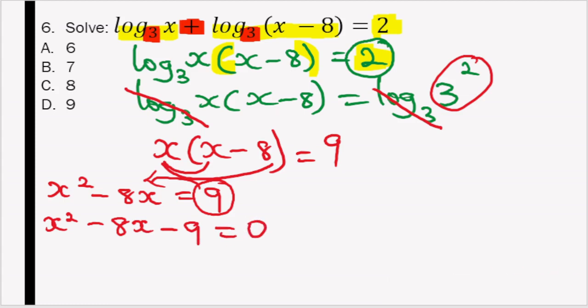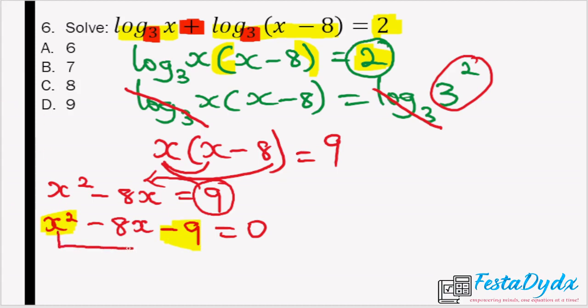So now that we have a quadratic equation, we can decide which formula or method to use. I'll allow us to use the factorization method. For the factorization method, we pick the first value and multiply it with the third value, which is x squared times minus 9, which is minus 9x squared.